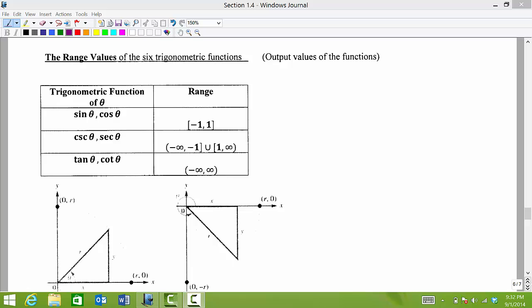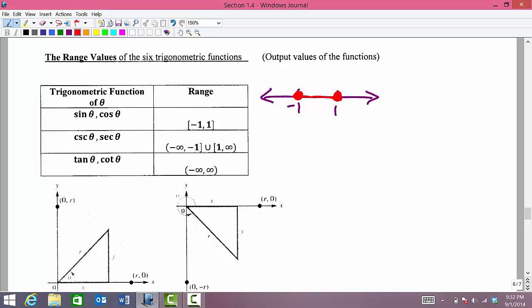Now we want to discuss the range values of the 6 trig functions. The range values of the functions are the same thing as the output values of the functions. For sine and cosine, if we are looking at the range values on a number line, the output values of the function could be as small as negative 1, go all the way to 1, and the largest value that sine and cosine could take on as an output value would be positive 1. We want to discuss why this would be.